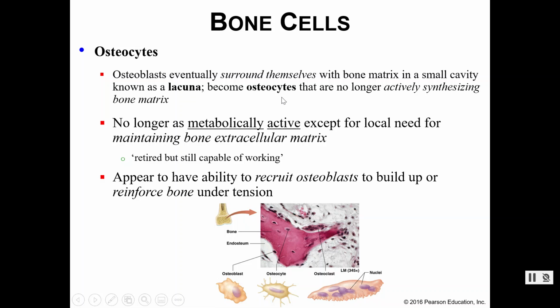Once they become osteocytes, once they build their houses, they basically retire. They are no longer actively synthesizing bone matrix. They're no longer actively making new bone. So they work their whole lives as osteoblasts. When their house is finished, they retire and they become osteocytes.